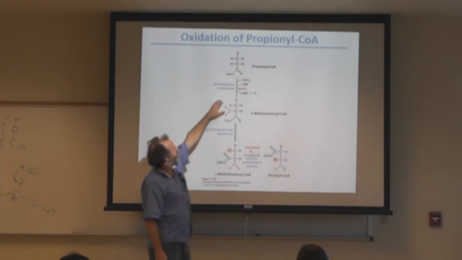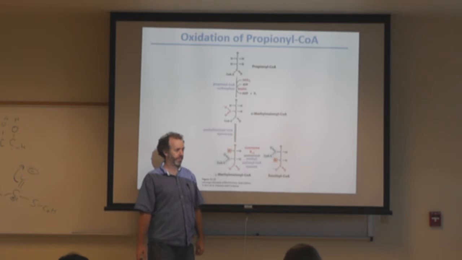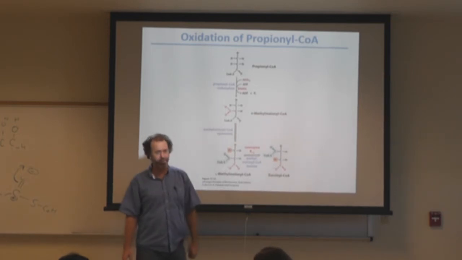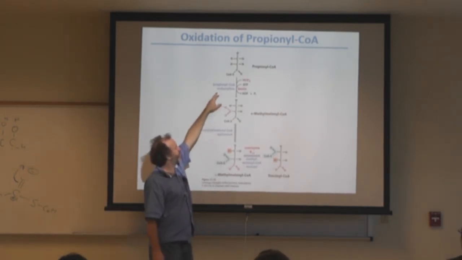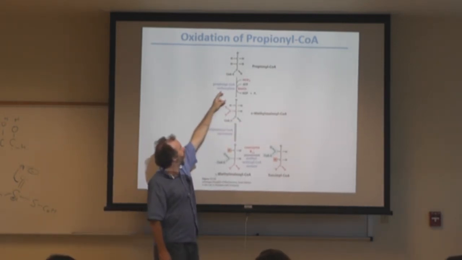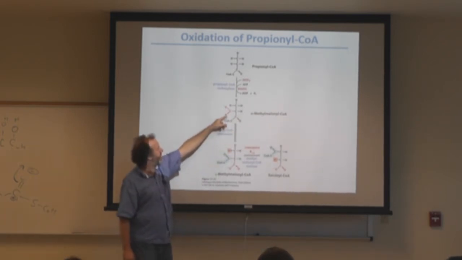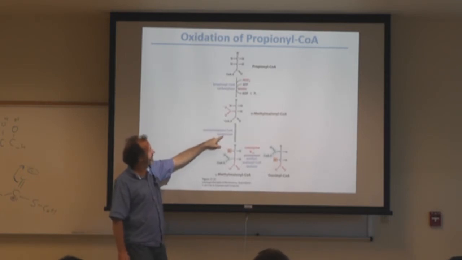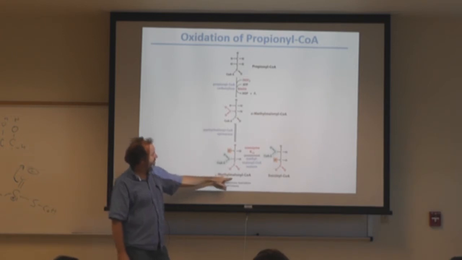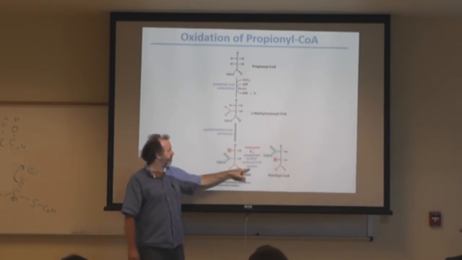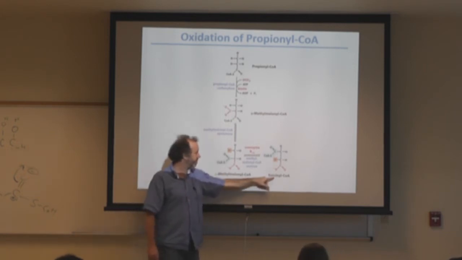propionyl-CoA carboxylase will come in, and what does a carboxylase do? Yeah, it adds a carboxyl group. So propionyl-CoA carboxylase adds a carboxyl group, which converts the propionyl-CoA to methylmalonyl-CoA, which is this compound here. Methylmalonyl-CoA epimerase then rearranges that and produces L-methylmalonyl-CoA, which methylmalonyl-CoA mutase then converts to succinyl-CoA.